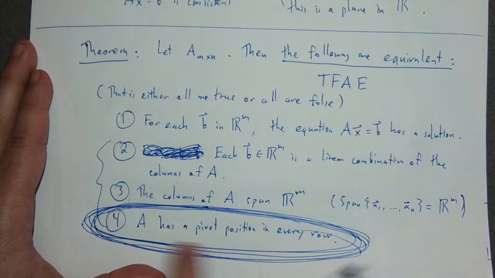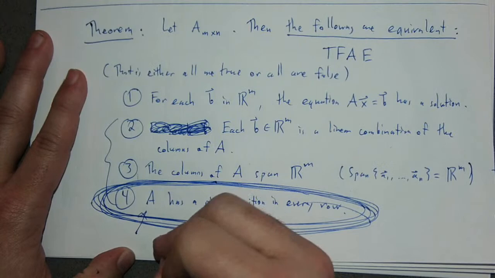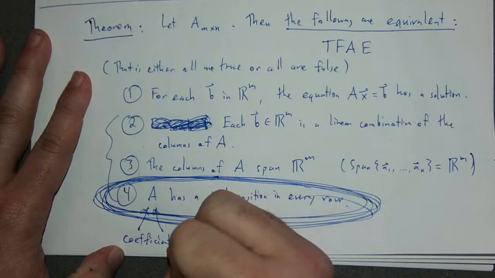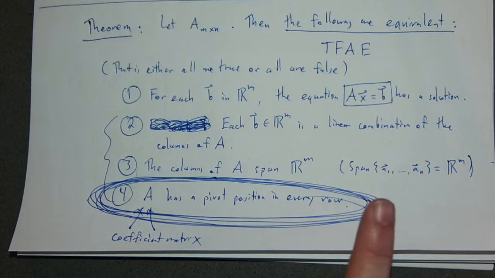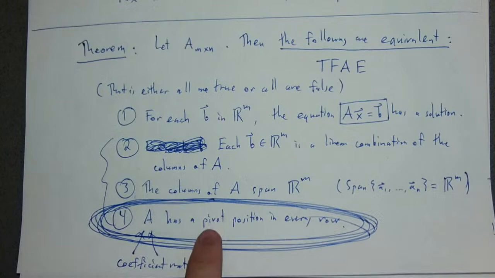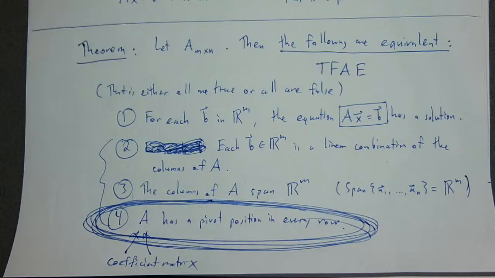Does it have a pivot position in every row? Okay, and here's what I want to draw your attention to. When I talk about a pivot position in every row, I'm talking about A, the coefficient matrix. So this is the coefficient matrix for the equation Ax = b. Not the augmented matrix. Because note that an augmented matrix having a pivot position in every row is not necessarily a good thing. In fact, if an augmented matrix has a bad pivot position, that is, if it has one of these rows that looks like 0, 0, 0, 0, 0, and then 1, for instance, that's bad for an augmented matrix. That actually says the opposite. It says that the system associated to it doesn't have a solution.